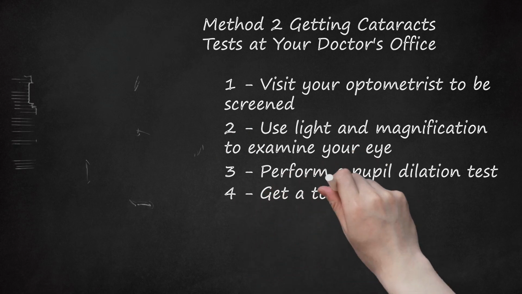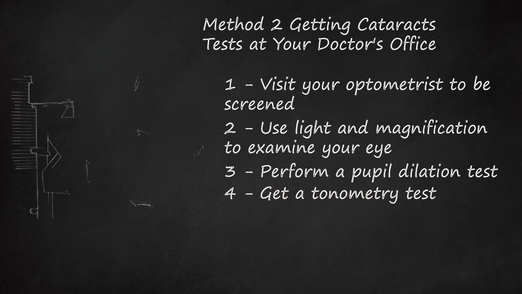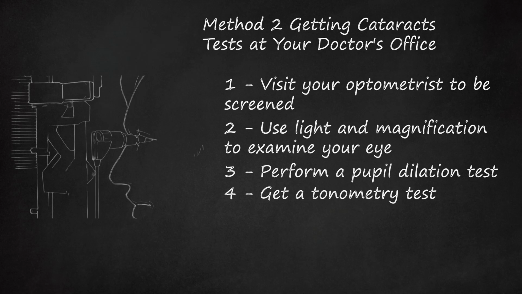4. Get a tonometry test. The tonometry test is also known as the pressure test. It lets your optometrist know if you have elevated pressure in your eyes, which can be dangerous and a sign of severe cataracts. Tonometry tests can be electronic, contact, or non-contact. The most familiar tonometry test is the eye puff test, in which a small puff of air flattens your cornea to check for increased eye pressure.